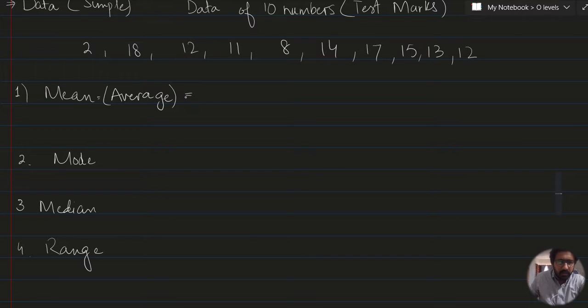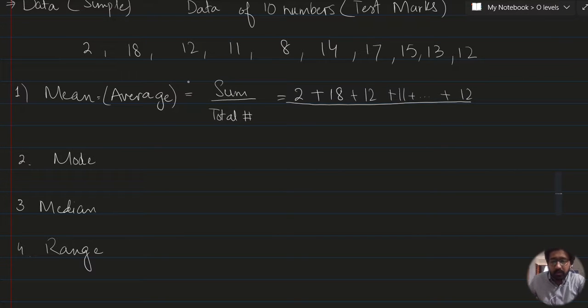You all have been doing it from quite an early age. What do we call average? Average is actually the sum of the data divided by the total numbers. Total numbers, how many are they? So what are you going to do? You are going to simply add all these numbers: 2 plus 18 plus 12 plus 11, and all these numbers up till 12, and then divide by how many numbers there are. So these are 10 numbers, so you divide them and you'll get the mean.